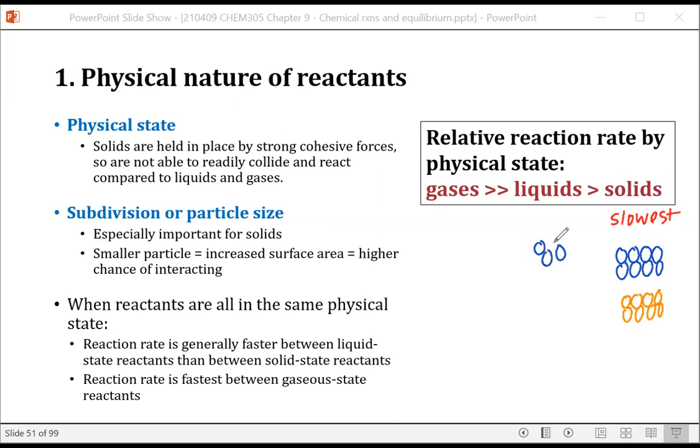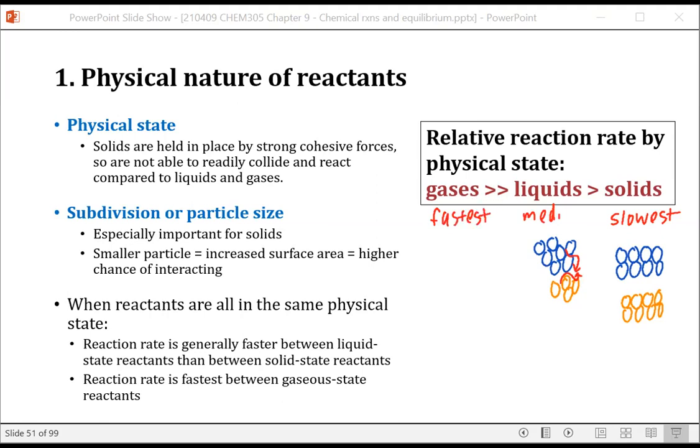In the diagram here of a liquid state, the particles are still touching, but they're able to move around each other, which means that they're more able to collide with other reactants also in the liquid state. They can come together and collide and move around each other, so that reaction rate will be a little bit faster. And then when reactants are in the gas phase, because gases move completely independent of one another, and they move very quickly, they have a lot of kinetic energy. The cohesive forces are very low when substances are in the gas phase. Gases will have the fastest reaction rate. So slowest, kind of medium, and fastest.